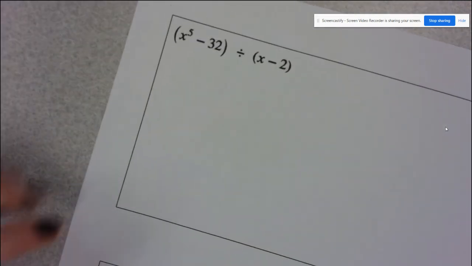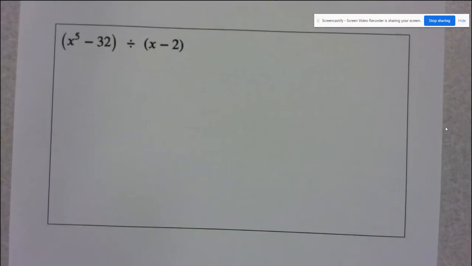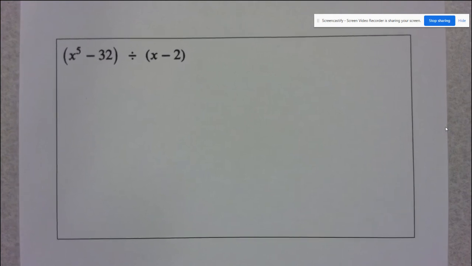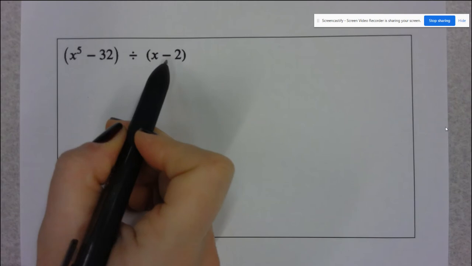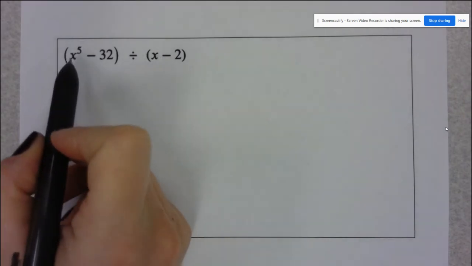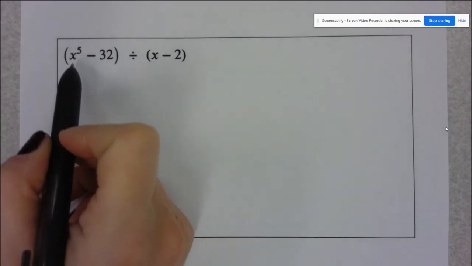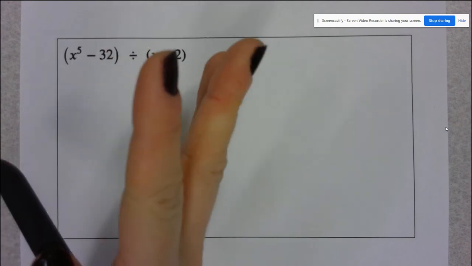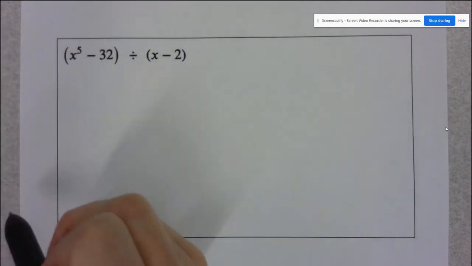All right, we've got a couple more to look at here. Now I have a binomial divided by another binomial, but this binomial is x to the 5th, so I'm missing x to the 4th, x cubed, x squared, and x. So I have 4 placeholders I have to put in this one.